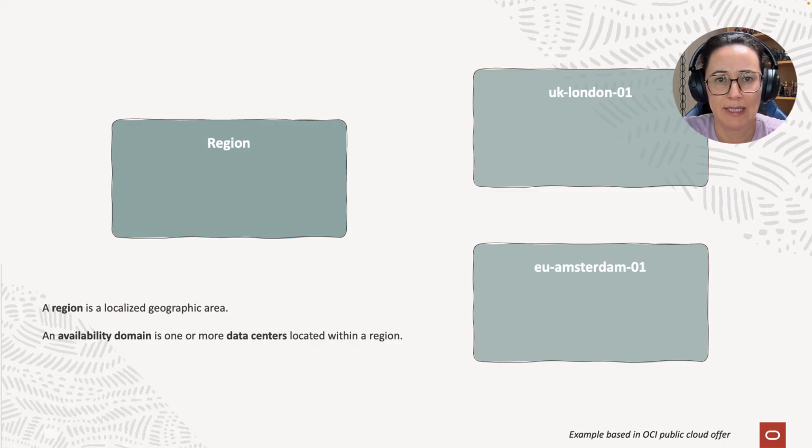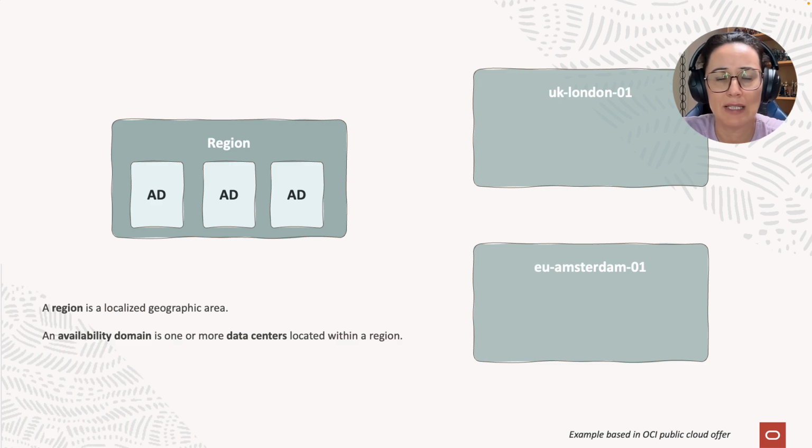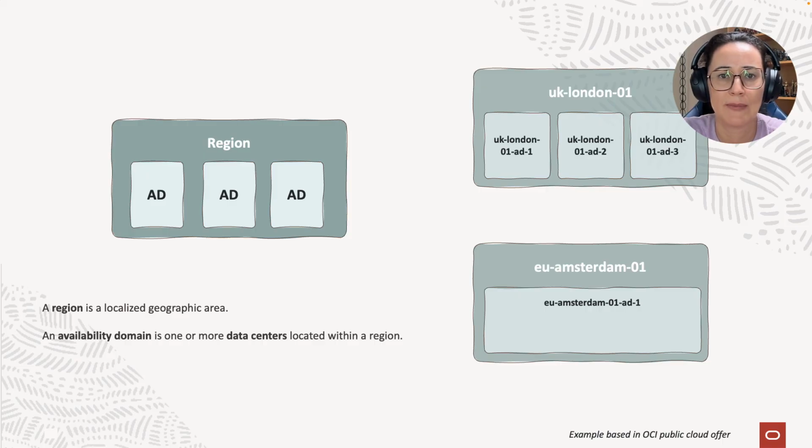Availability domain. An availability domain is a physical isolated data center within a region. Availability domains have independent power, cooling, and networking to reduce the risk of a simultaneous failure. The number of availability domains varies by region. For example, London has 3 availability domains, and Amsterdam currently has 1. While failures in an availability domain are rare, deploying your resources across multiple ADs helps ensure that a single point of failure doesn't impact your entire application.